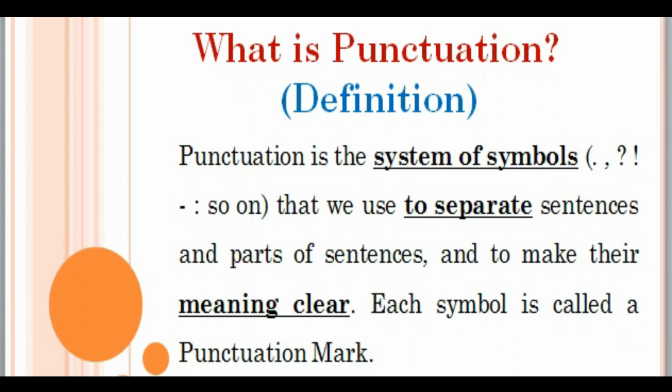If you want to know what punctuation marks are, they are symbols, and you can see that there is a full stop, a comma, a question mark, an exclamation mark, a dash, and a colon. These are different symbols with different meanings. So first of all, you have to recognize punctuation as a system of symbols. Punctuation works through different symbols, and if you know these symbols, very easily you can learn punctuation. We use it to separate sentences and parts of sentences.